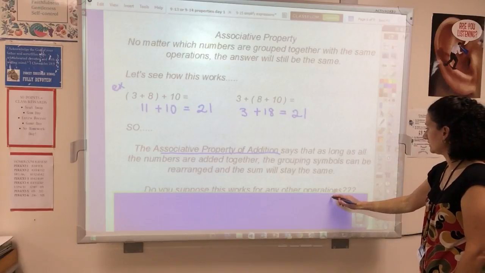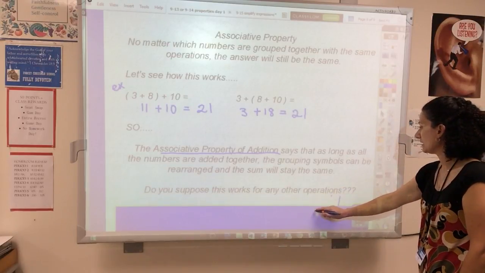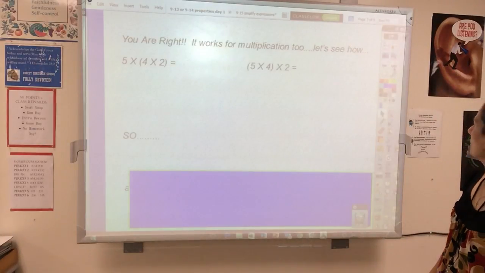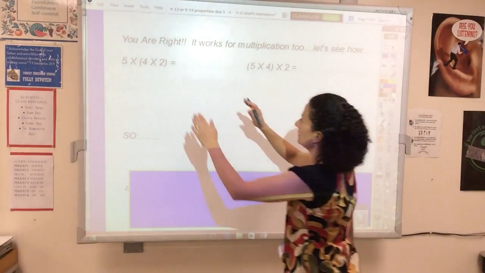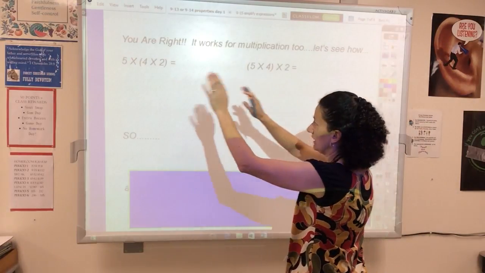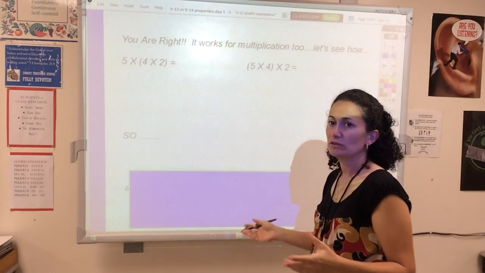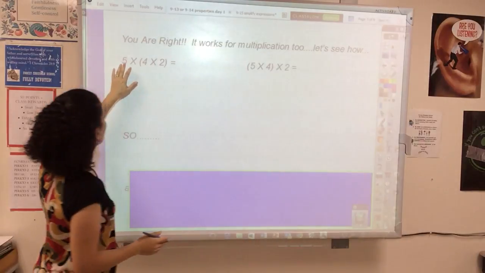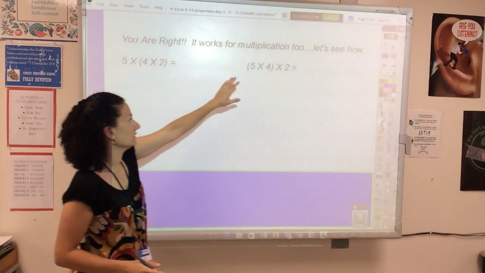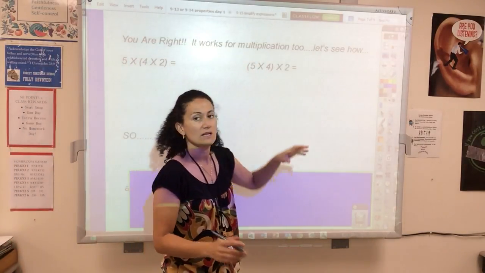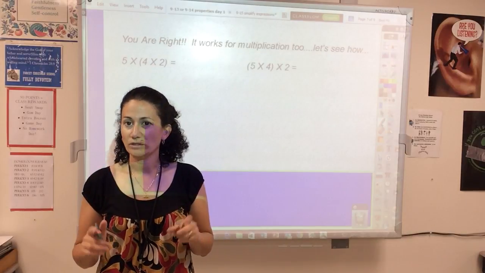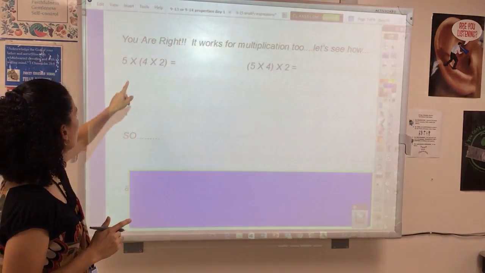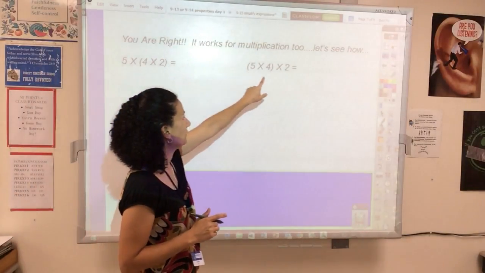What do you think? Do you think that's going to work for any other operations? Let's check it out. Multiplication. Here you got the same exact numbers, okay? A lot of people think commutative property is the same as the associative, but it's not. In this one, you've got 5, 4, 2. This one, you still have 5, 4, 2. The numbers are not moving. What's moving? The parentheses. Here they're around 4 and 2. Here they're around 5 and 4.